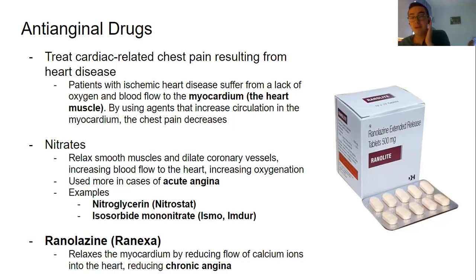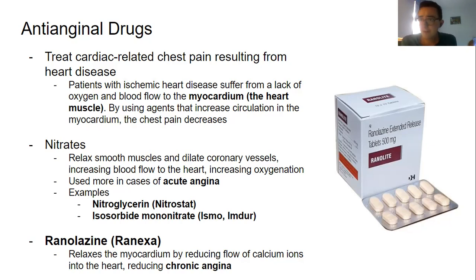So nitroglycerin or Nitrostat. It's easy. I'm sure if you worked in a hospital, you know what stat means right away. So Nitrostat is relieving that acute pain right away. And the other one we have is isosorbide mononitrate, which is ISMO or IMDUR. It works the exact same way.